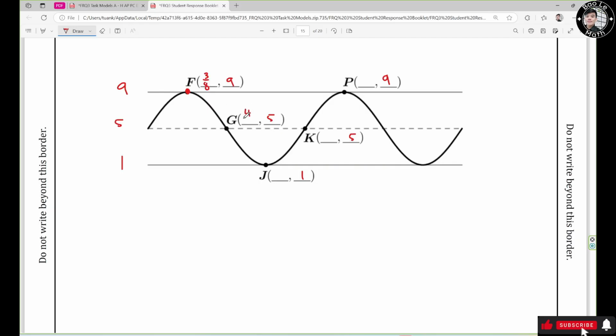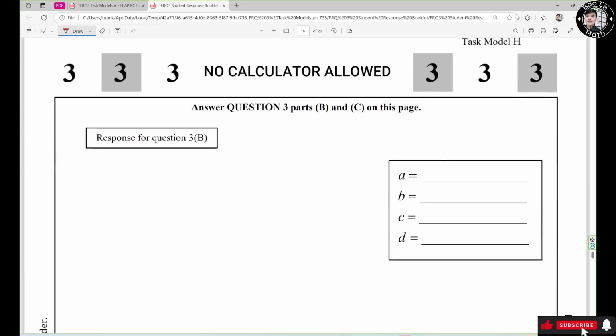This one is 4 over 8. This one is 5 over 8. This one is 6 over 8. This one is 7 over 8. Now, if you want to simplify it, that's fine. If you don't want to simplify it, you don't need to. So I just leave it like that, right? Right here, I need to solve for A, B, C, and D.